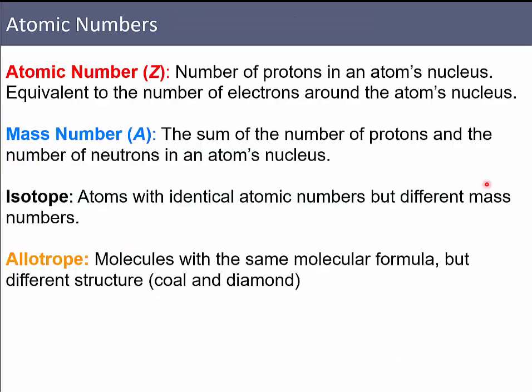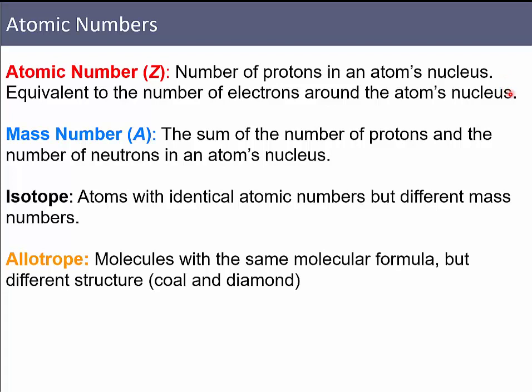Looking at some of the other terms we want to work with, the atomic number, which we'll give the symbol Z, is the number of protons in an atom's nucleus. This is what makes an element a particular element. All carbon atoms are going to have the same number of protons, and all helium atoms are going to have the same number of protons too. It's equivalent to the number of electrons around the atom's nucleus.